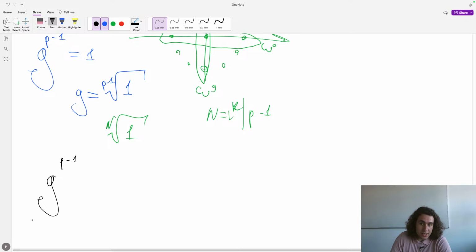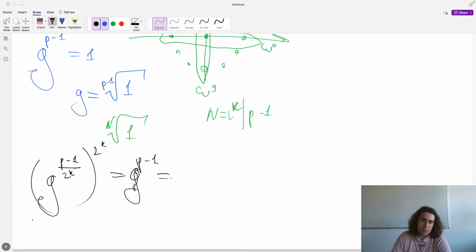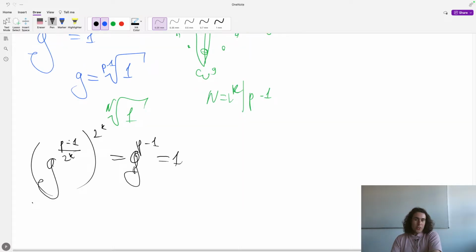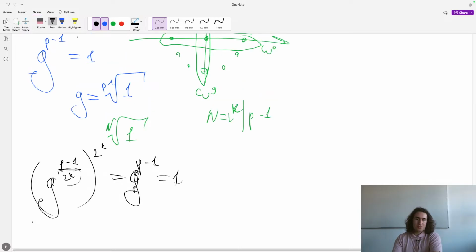And then if we take it to the power 2 to the k, we get g to the p minus 1, so we get 1, right? So, g to the power of p minus 1 is 1, and then we take its 2 to the kth root. This is exactly what we wanted, right? We wanted to take the nth root of this number.